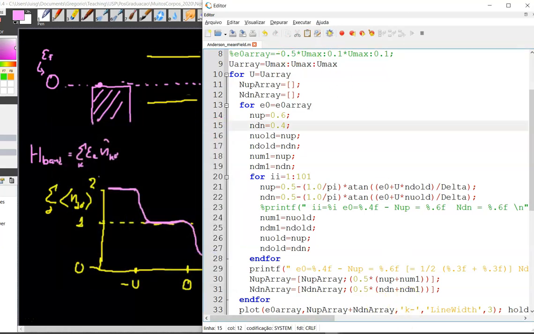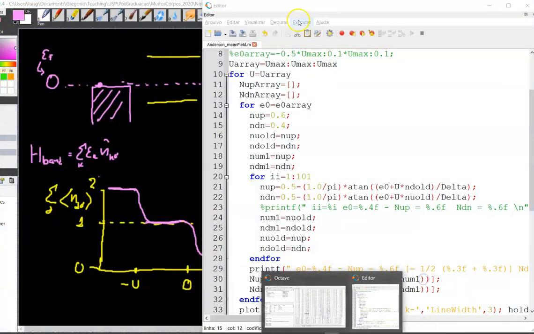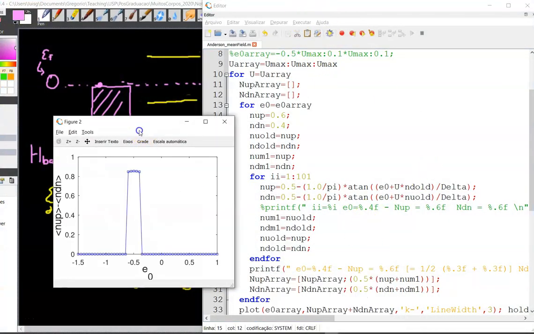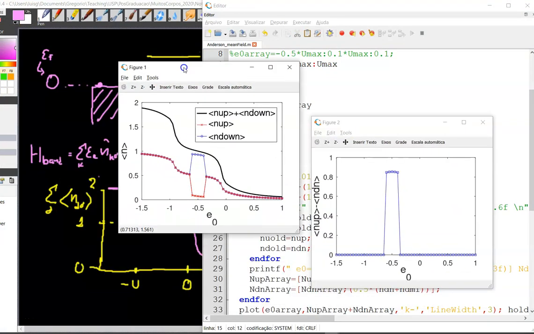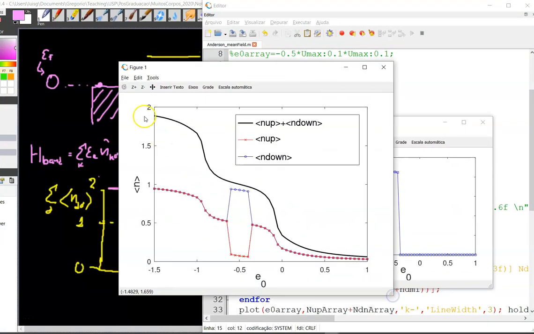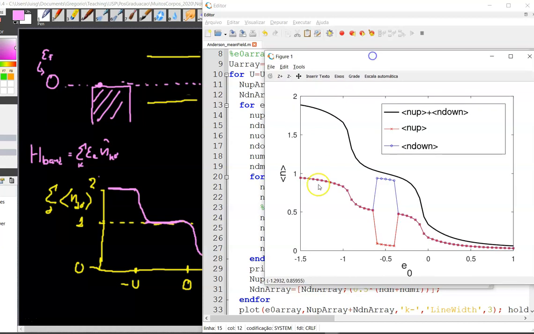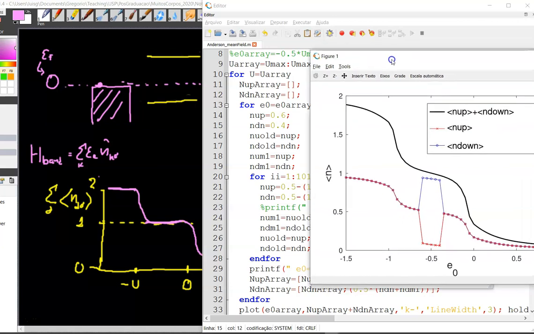Let me go back here a little bit. So the total occupation doesn't change much. That's the black line. But the up and down occupations, they start being equal here. So in these regimes, even though I started them different, they really quickly converge to a situation where they're equal again. Like at this point, minus 1.5, I started with 0.6, 0.4, and both converge to 0.9-something.